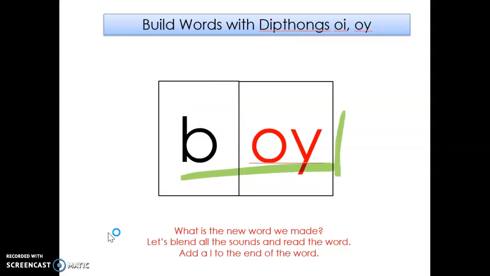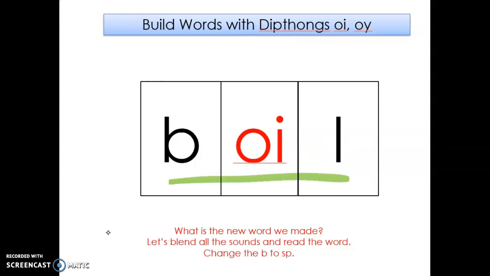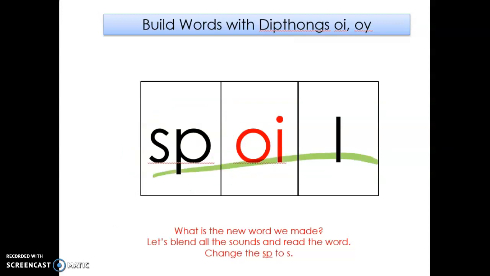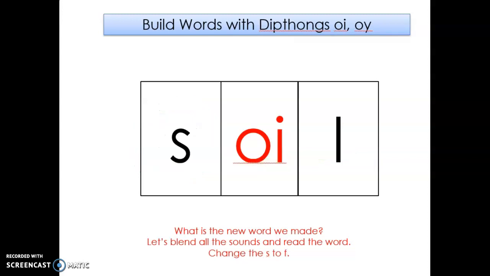Add an L at the end of the word. Think. Say, the word is boil. What's the word? Change B to SP. Think. Say, the word is spoil. What's the word? Change SP to just S. Think. Say, the word is soil.